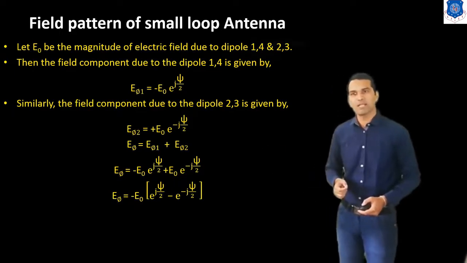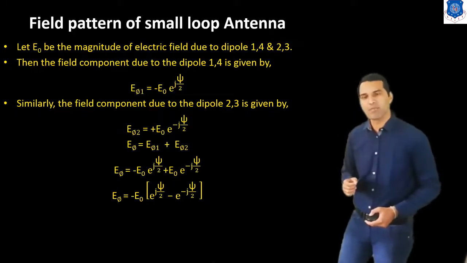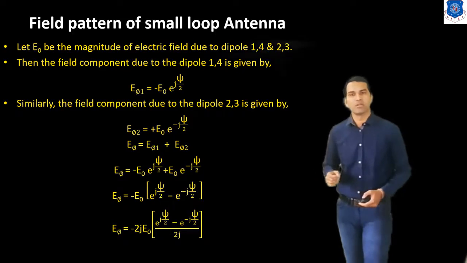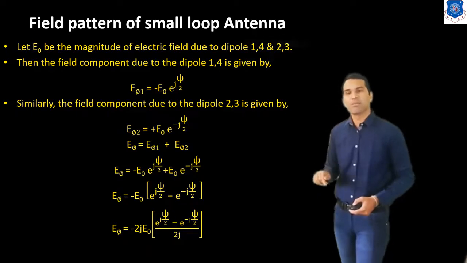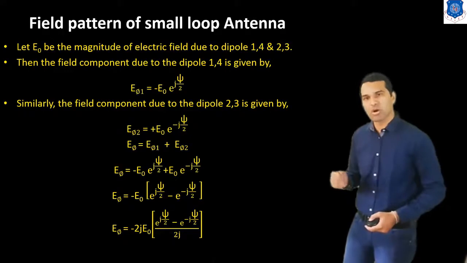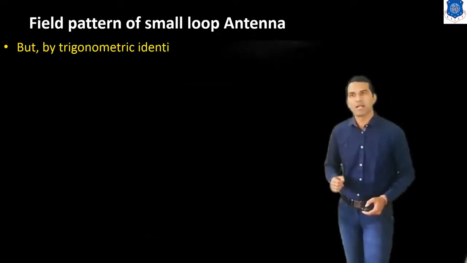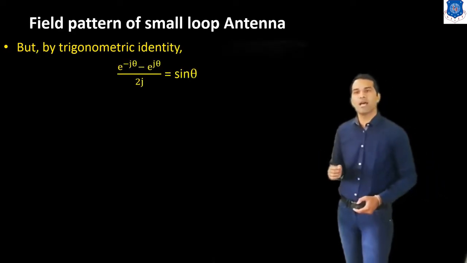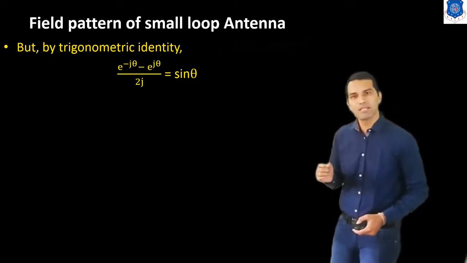So we can write in the bracket e raised to j psi by 2 minus e raised to minus j psi by 2. Now we multiply and divide by 2j. So we get minus 2j E0 times the bracket e raised to j psi by 2 minus e raised to minus j psi by 2, upon 2j. But by the trigonometric identity, we know that e raised to j theta minus e raised to minus j theta upon 2j is nothing but sin theta.